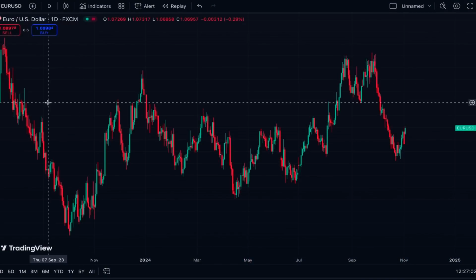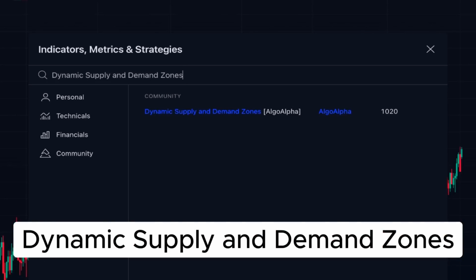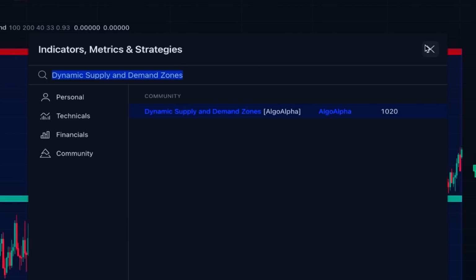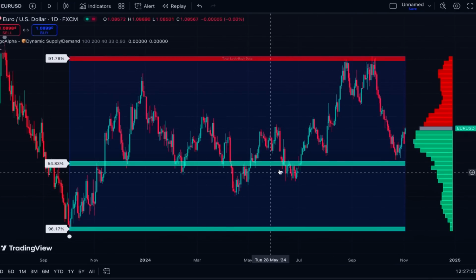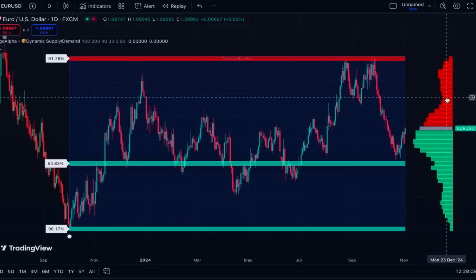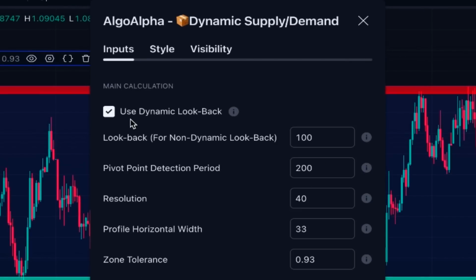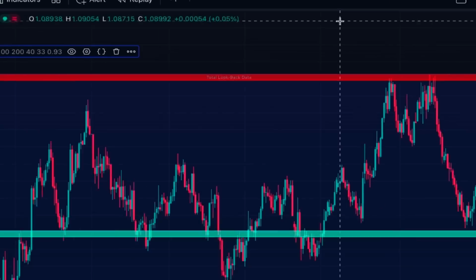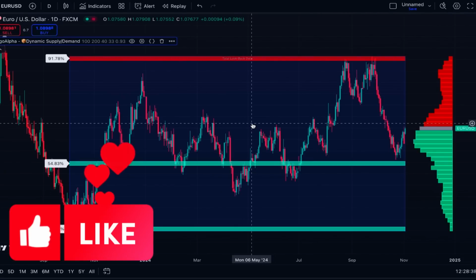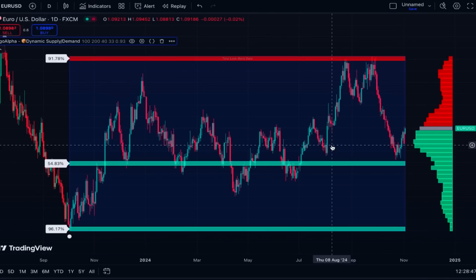Alright, getting back to our video, here we click on indicators and we search "dynamic supply and demand zones", this one, which is written by Algo Alpha. Alright, as you can see, the indicator has added some levels alongside a volume profile here on the right side of the chart. First, make sure that in the settings of the indicator, dynamic lookback is selected, so the indicator will adapt to the market condition using a dynamic lookback mechanism, so it will be more responsive to the recent price action. Otherwise, it will use a fixed lookback period.